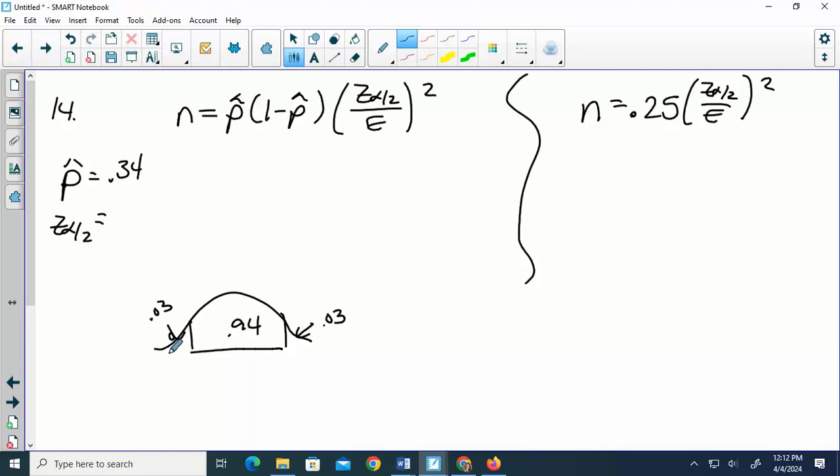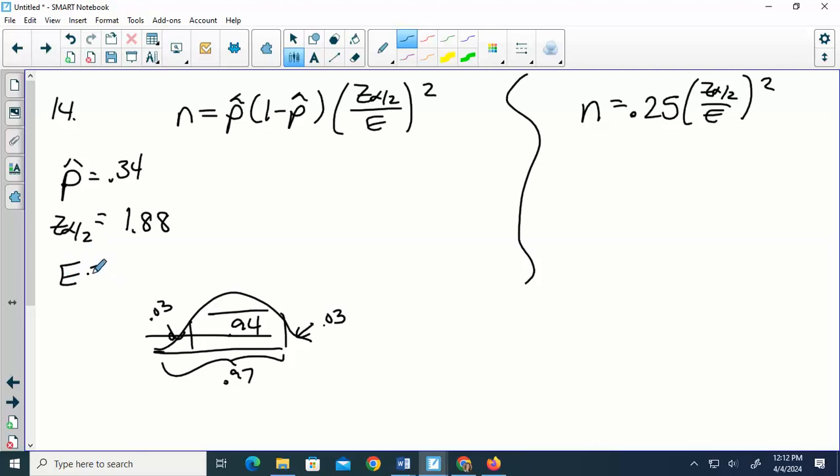The table gives us area to the left, so we need to look up in the table when the area to the left, so that total area is 0.97. So inside your table, you want the closest you can get to 0.97. That would be 0.9699, and the z that matches that is 1.88. Does everyone see where I got my z?